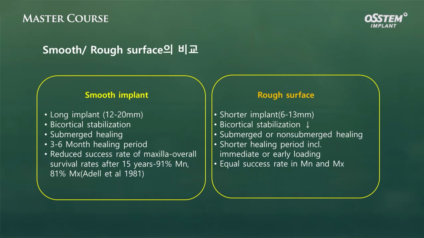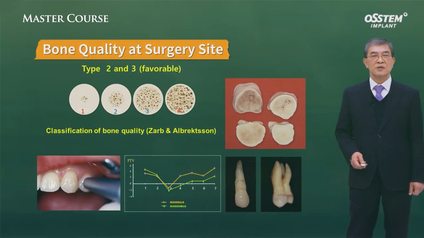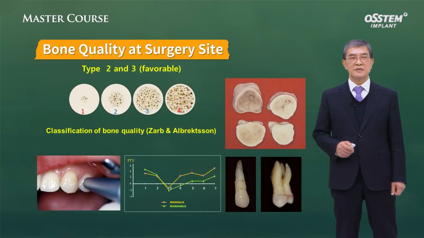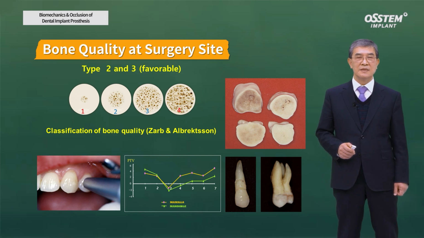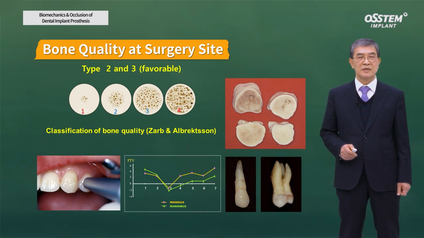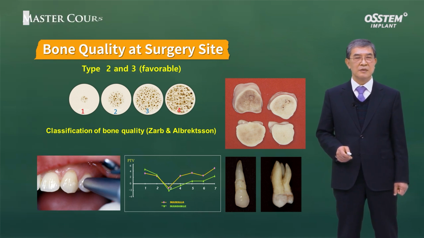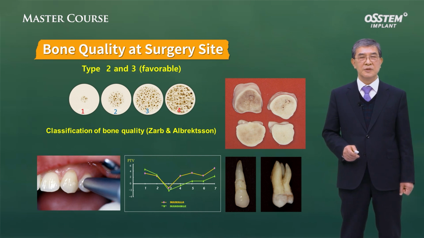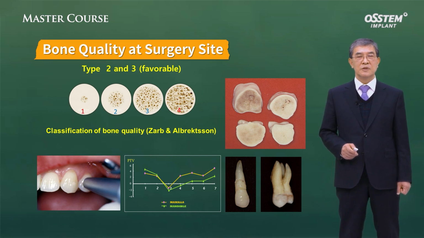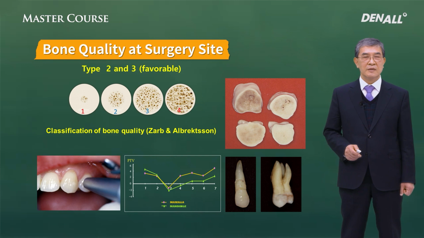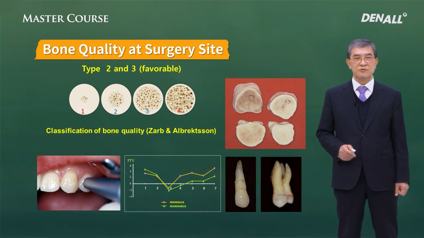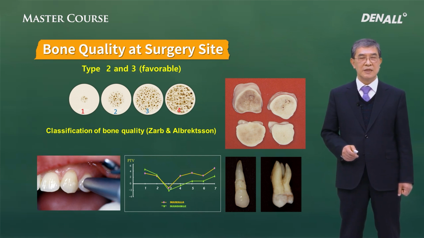If you use rough surface, these days it is very important to use rough surface appropriately. The bone quality of the site in question is also another important factor. Zarb and Professor Albrektsson suggested a way to evaluate bone quality, type 1 to 4. They mentioned that type 2 and type 3 show high success rate.